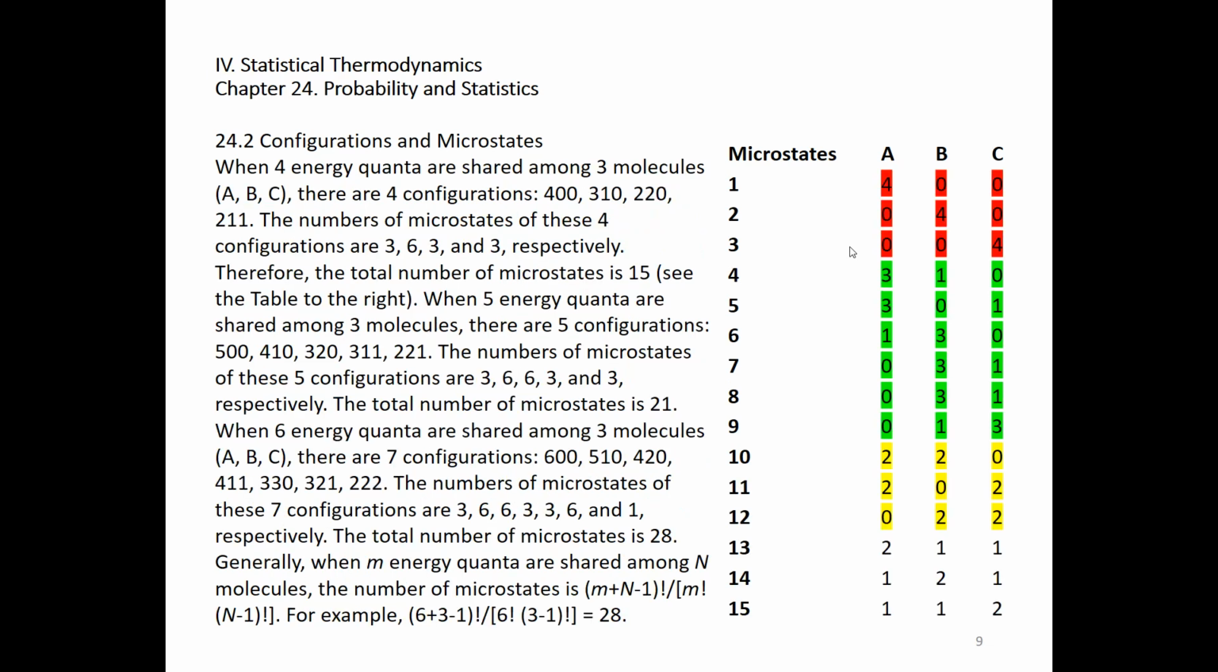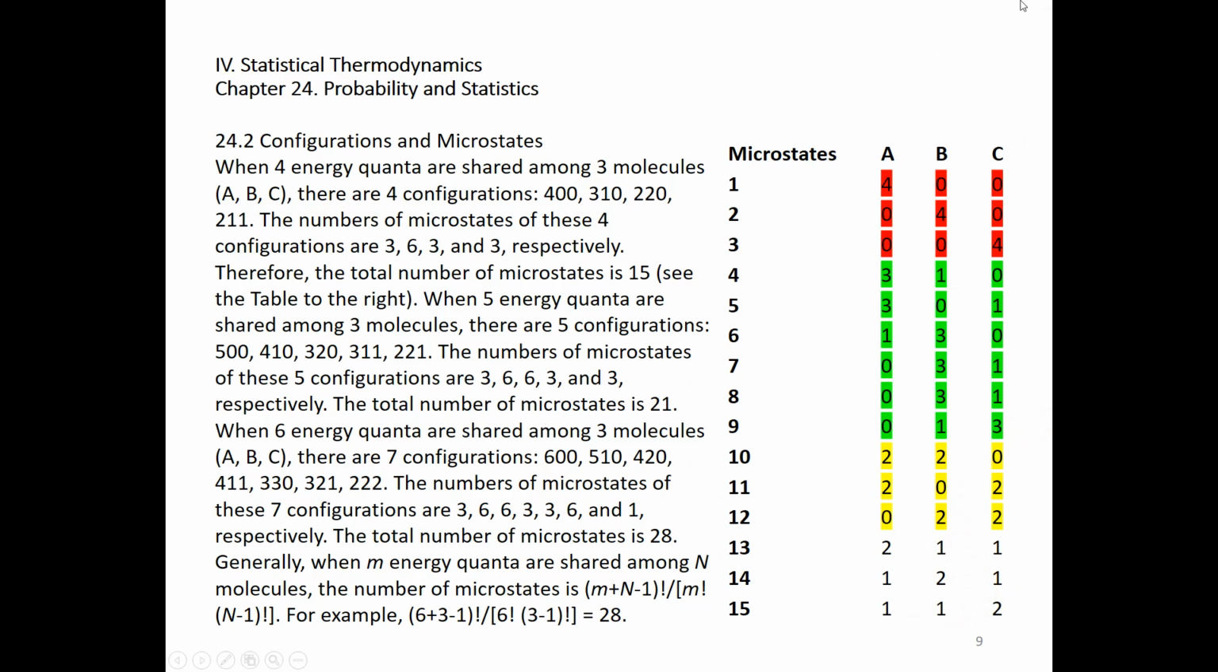What if we have 4 energy quanta shared among 3 molecules? Well, this time we have 15 microstates. Well, we can have 400, 040, 004. And we can have 6 different permutations with 3 and 1 and 0 energy quanta attributed to the 3 molecules. We have 3 permutations here in yellow. They correspond to 2 molecules, each getting 2 energy quanta.